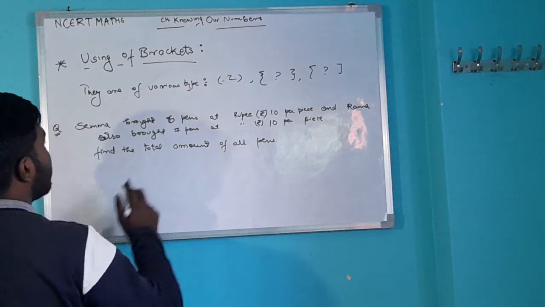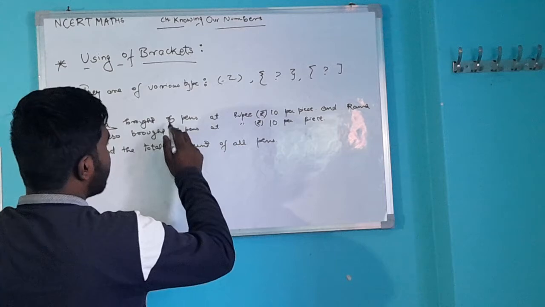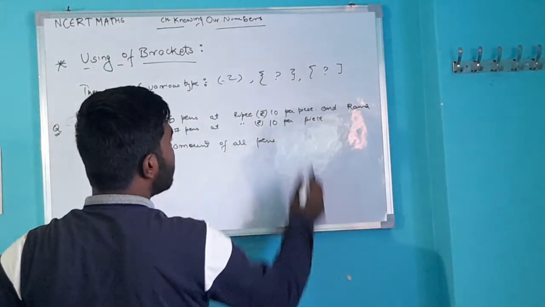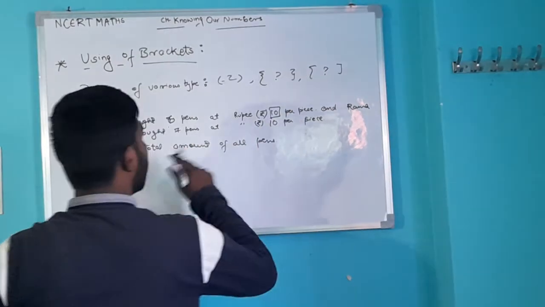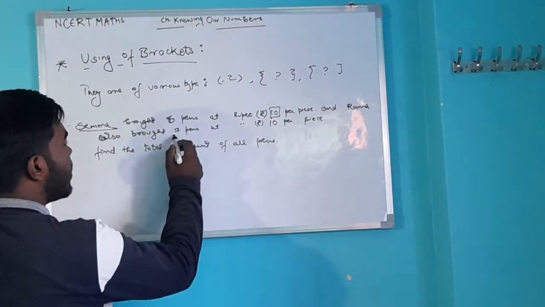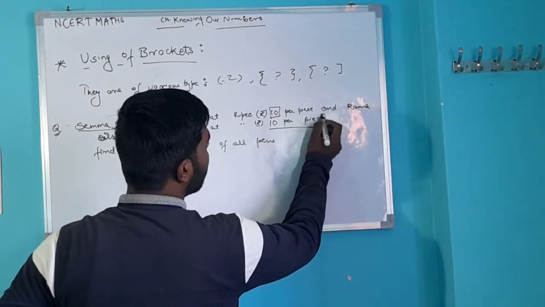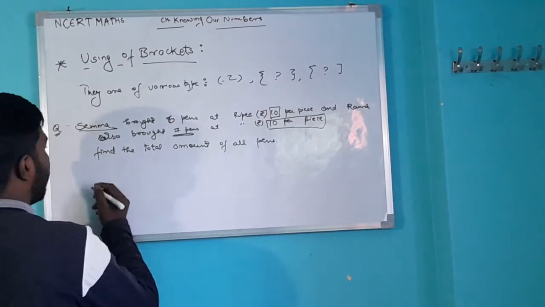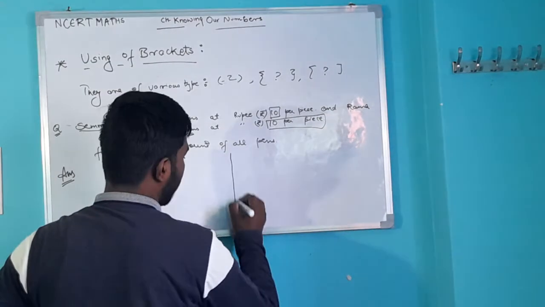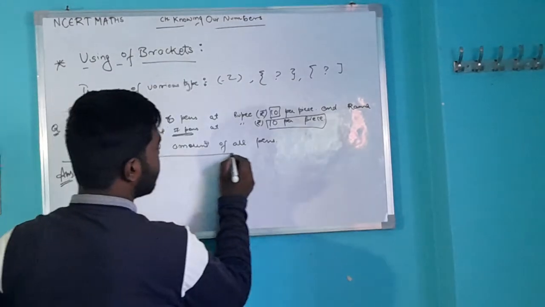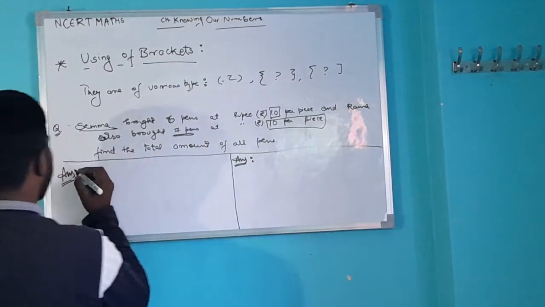Here the question is, Seema buys 6 pens at the rate of 10 rupees each, and her sister Rama brought 7 pens, also at the rate of 10 rupees per piece. We need to find the total sum. Here there are two methods, this is the first one and this is the second one.